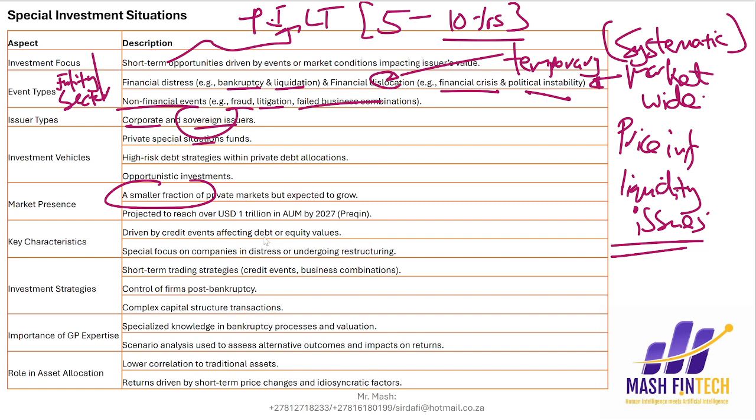It's quite soon. The key characteristics are that they are driven by credit events that affect debt or equity values, so the value of the company, and they have a special focus on companies in distress. You're going to realize that most of the time, special investment situations focus on companies that are in distress and or going under restructuring. The strategies used for investment include short-term trading strategies, so they can do a short selling strategy when there are credit events or business combinations like mergers and acquisitions, control of firms post-bankruptcy to increase the value and then resell it, or other complex capital structure transactions.